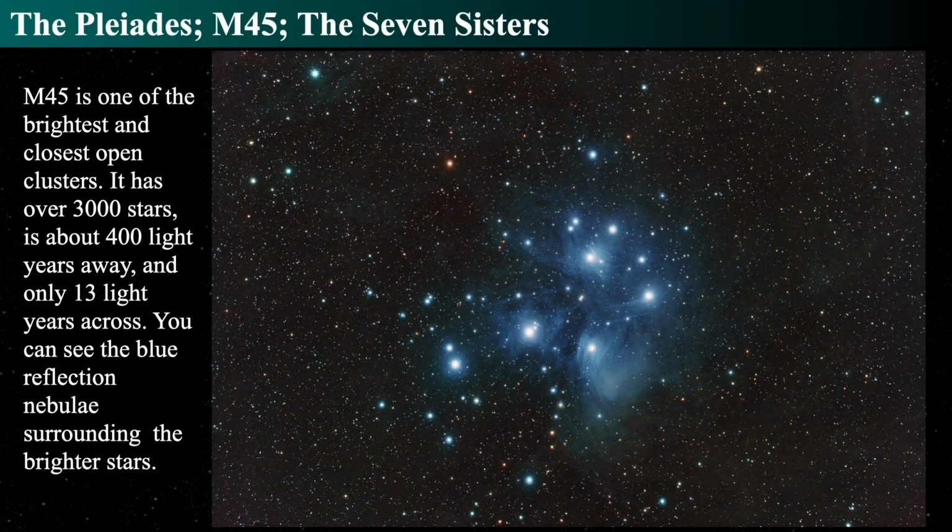It's got about 3,000 stars in it and lives about 400 light years away. About 13 light years across is the group of stars that you see in the center. And there's a bright reflection nebula, that's the blue glow, the wispiness around it. That's because the star cluster is passing through that nebula. And as it does so, it illuminates that nebula.